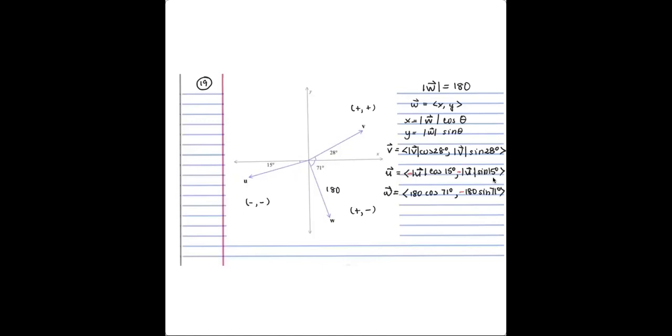In order for these vectors to equal the zero vector, which is 0, 0, that means each one of the components needs to add to 0. In other words, the x component of v, and the x component of u, and the x component of w need to add to 0. So let's capture that on our next page. So here we have the x component equal to 0. So notice we have cosine 28, cosine 15, cosine 71. And for the y component, we have sine 28, sine 15, sine of 71.